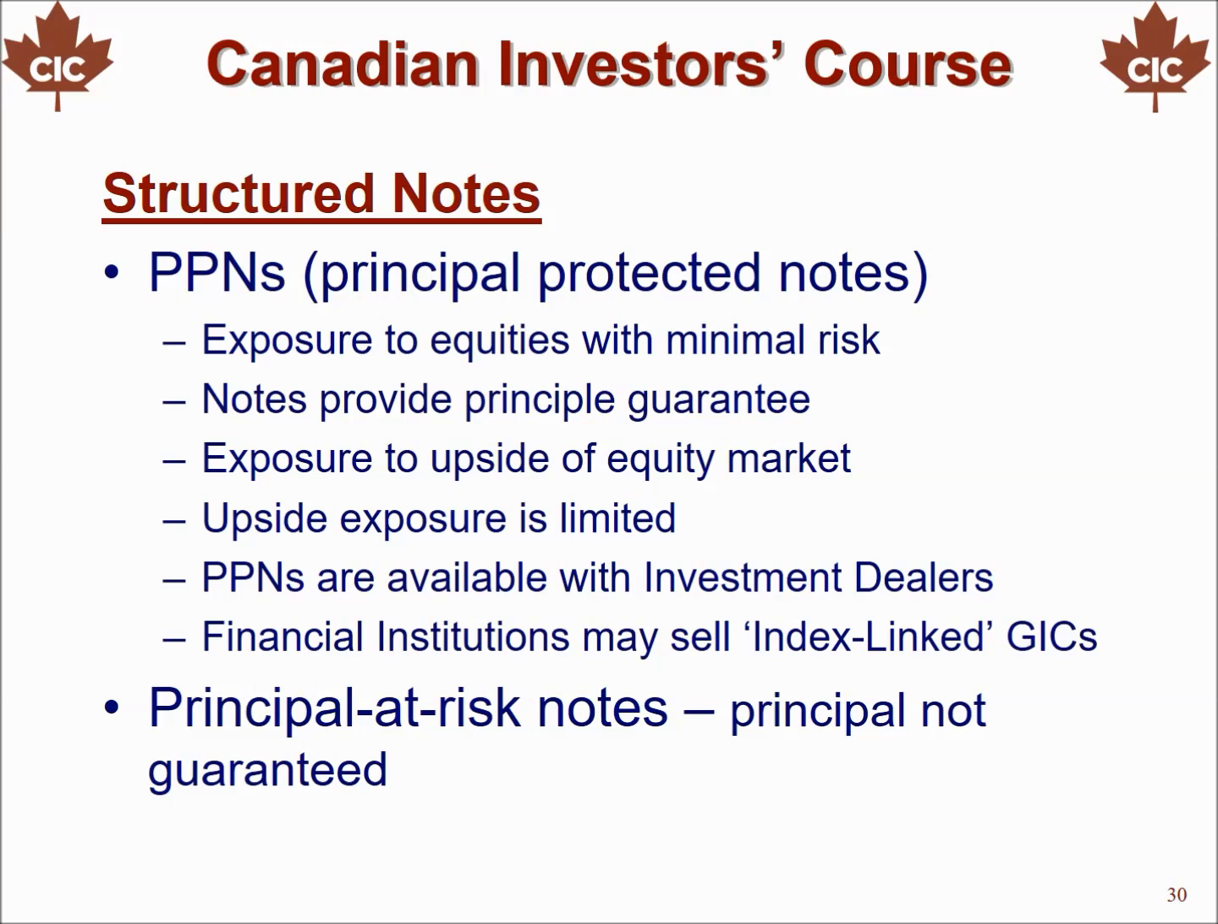They're available through investment dealers, and sometimes they show up as index-linked GICs at the banks. Those are forms of principal protected notes. Principal at risk notes are not guaranteed, and therefore typically they have specific terms.